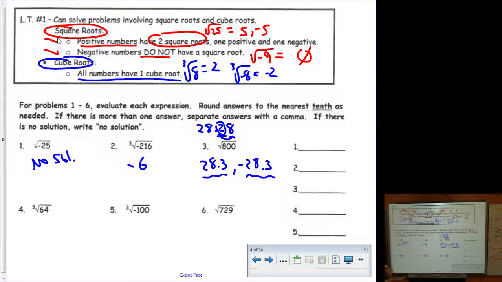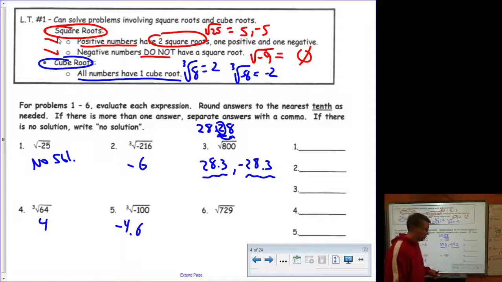Number 4, the cube root of 64. I type that in, I find out it's 4. Number 5, the cube root of negative 100. So I would type in the cube root of negative 100, and I would find out it's negative 4.6.